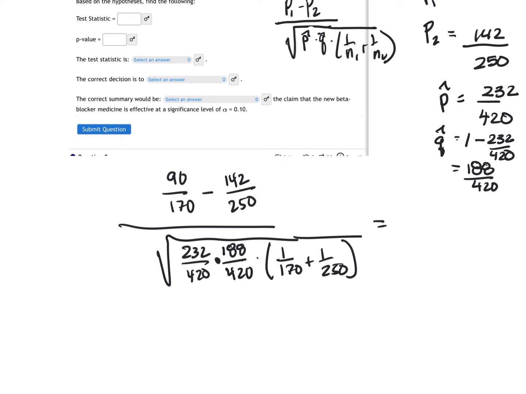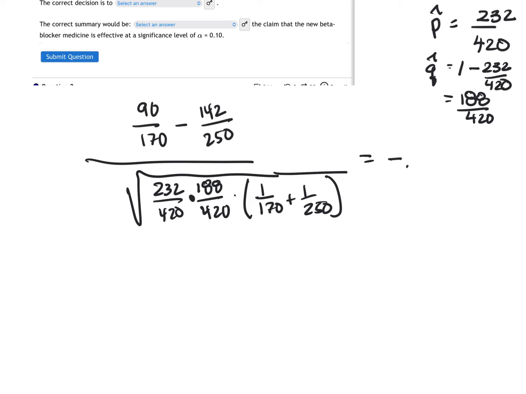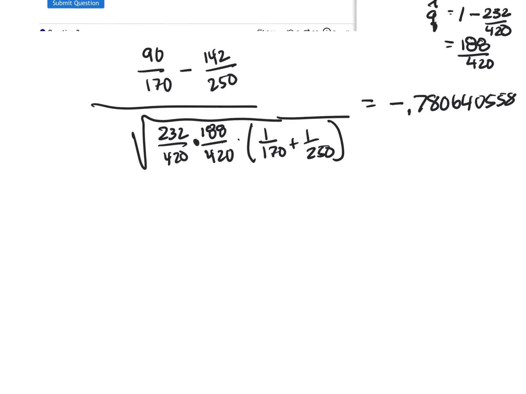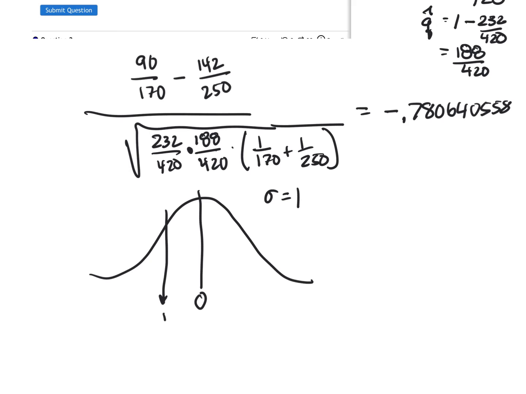Another thing is you might consider converting these all to decimals to make sure that you don't get an order of operation error. So from here, I end up with negative 0.7806405558. And this is called a two-prop z-test because it's using a normal approximation to the binomial distribution. So we're using a standard normal curve with a mean of 0 and a standard deviation of 1.